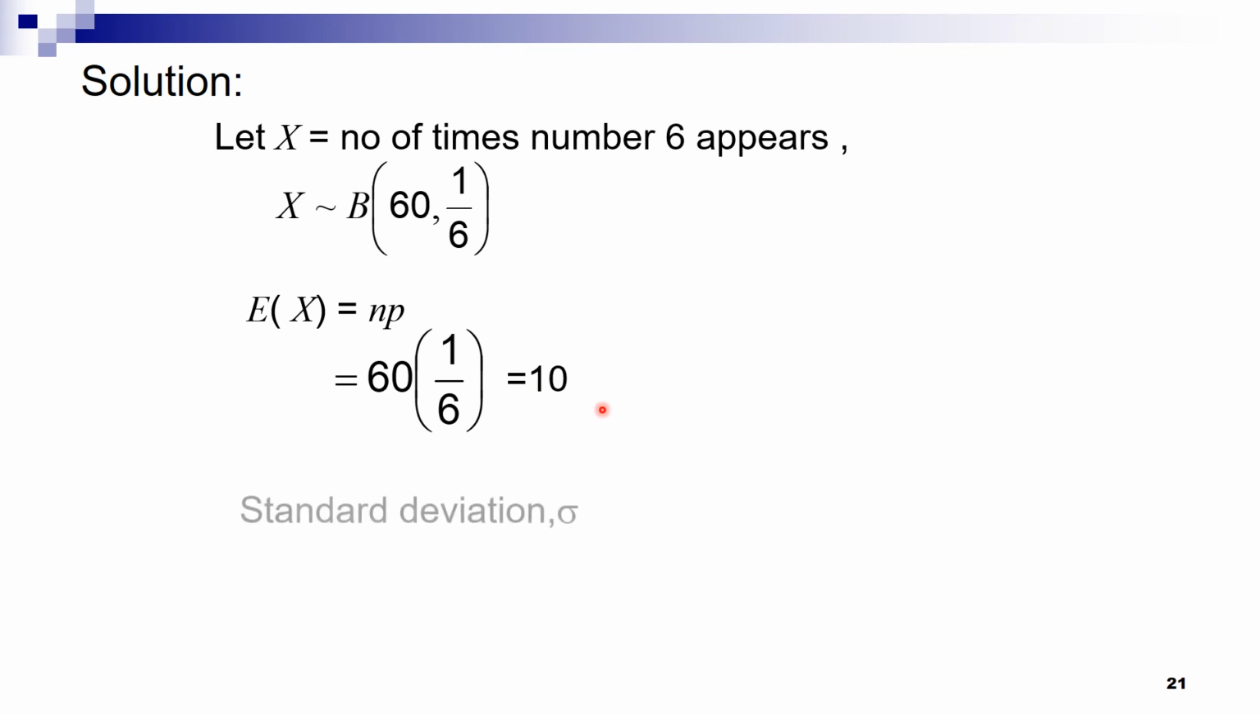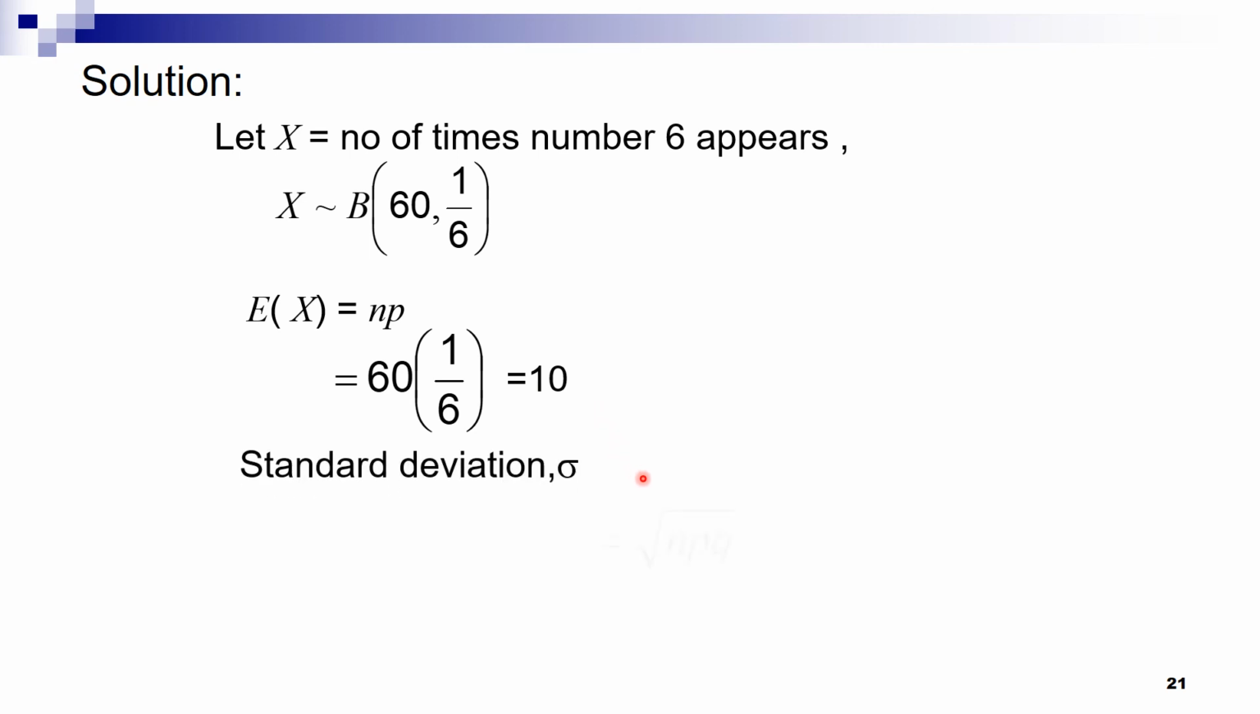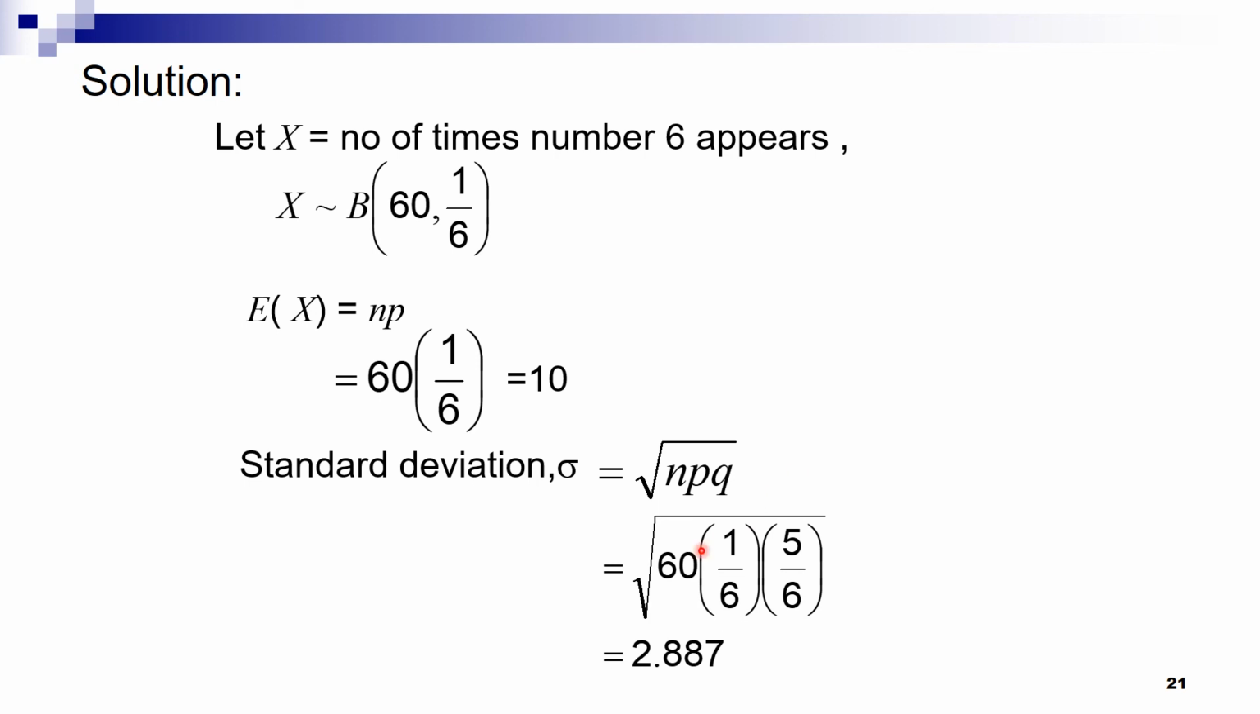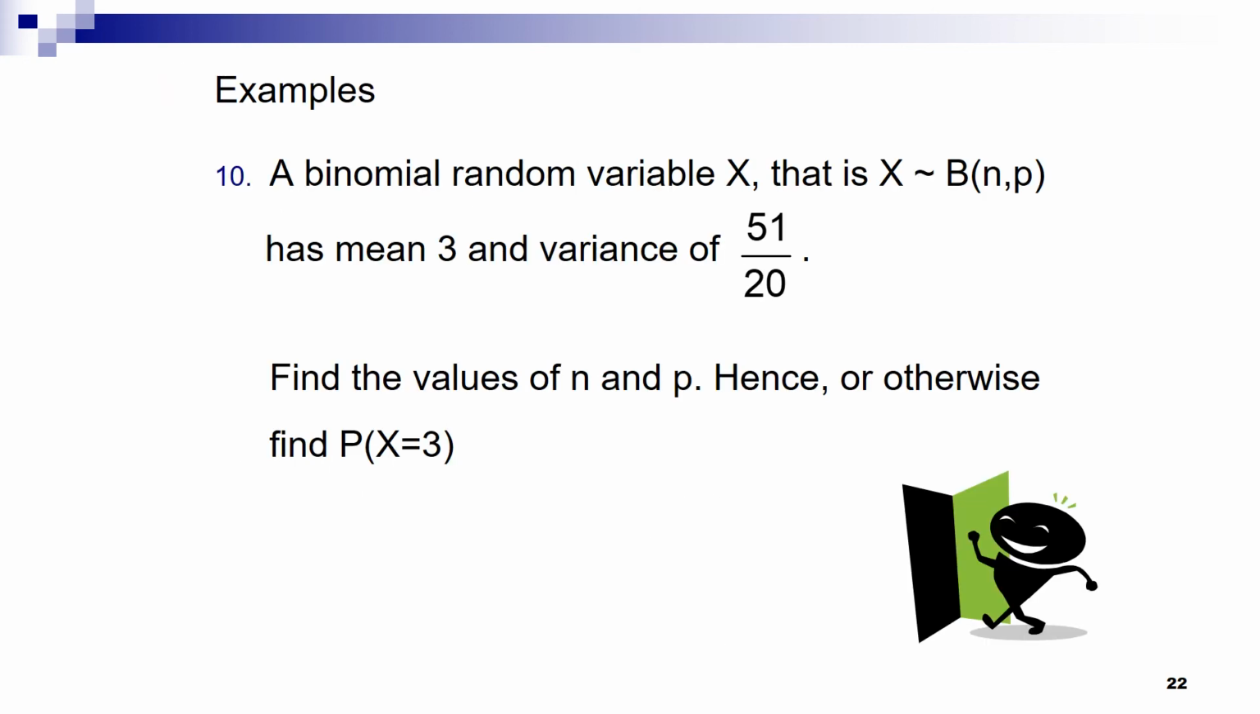And then to find the standard deviation, again, you find the square root of the variance of x, which is the square root of npq. So you substitute your n 60, your p 1/6, so your q must be 5/6. So you find the square root to be 2.887. Okay, let's look at the last example.